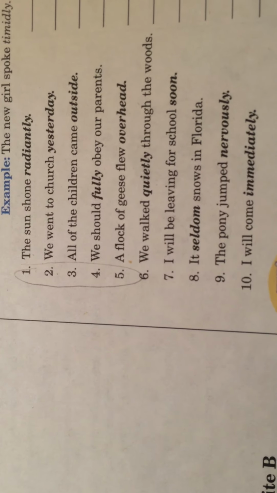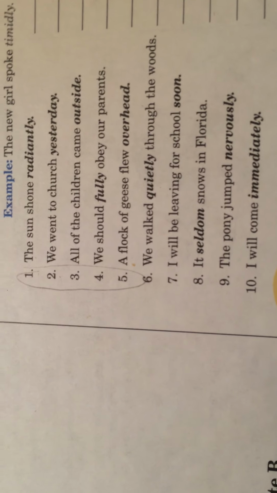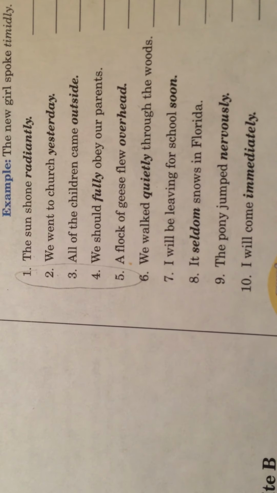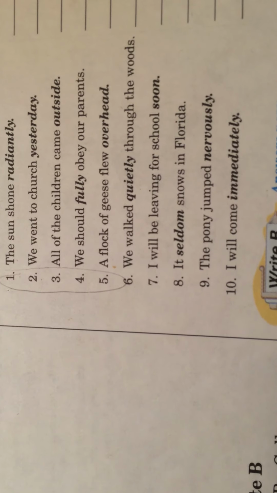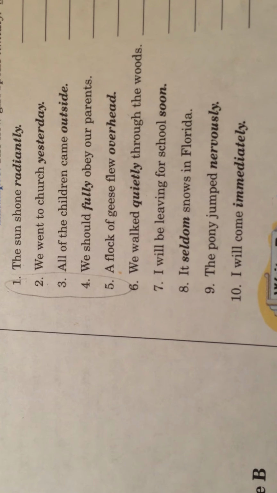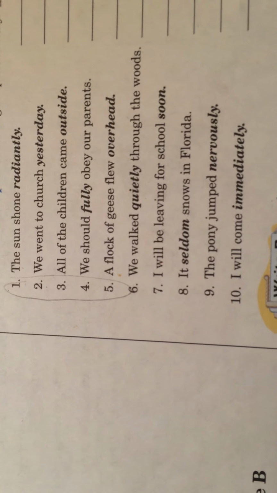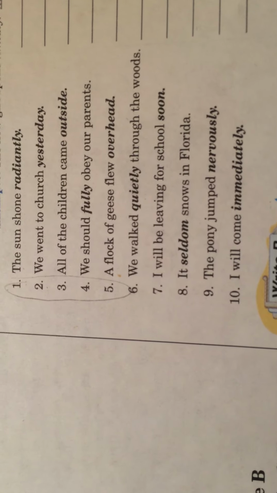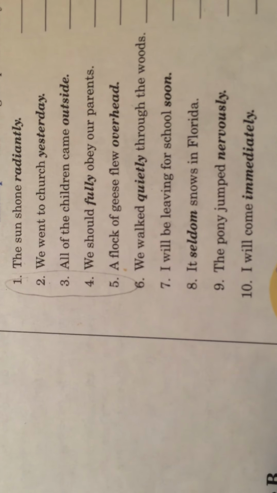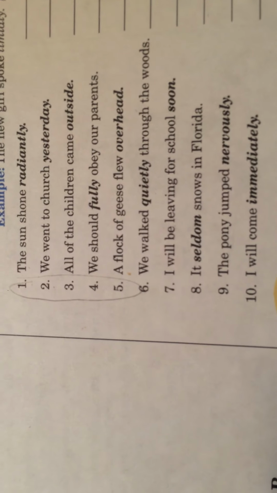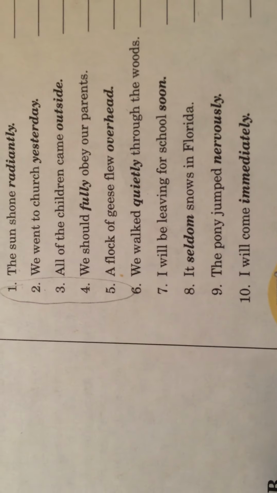Number 5, a flock of geese flew overhead. Look for the verb and which question up in the box does overhead answer. Where? The answer is where. Where did they fly? Overhead. So where is the best question for that? Sometimes there might be 1 or 2, but there's going to be a best question, and where would definitely be that because overhead is a placement.